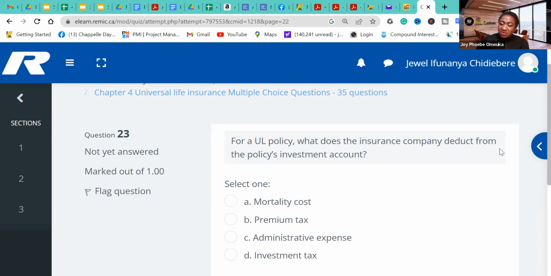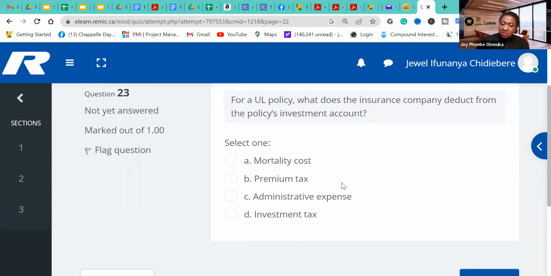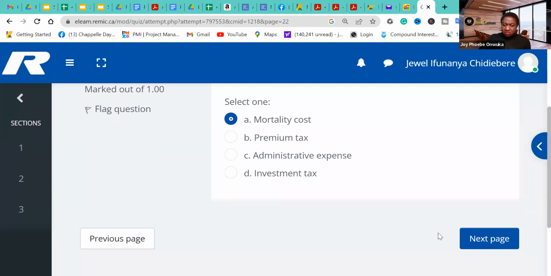what does the insurance company deduct from the policy's investment account? Mortality cost, premium tax, administrative expenses, investment taxes. Maybe mortality cost, not sure. Premium tax, all this. For a UL policy, what does the insurance company deduct from the policy's investment account? Hmm.